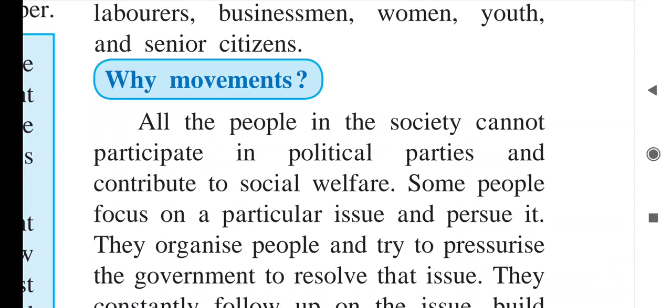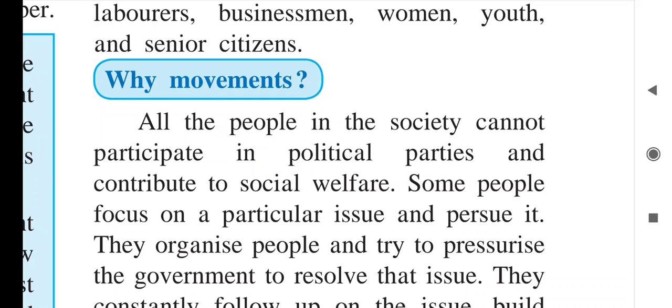All the people in the society cannot participate in political parties and contribute to social welfare. Some people focus on a particular issue and pursue it. It is not possible for all the people to participate in political parties and their social welfare. So, it is not possible.